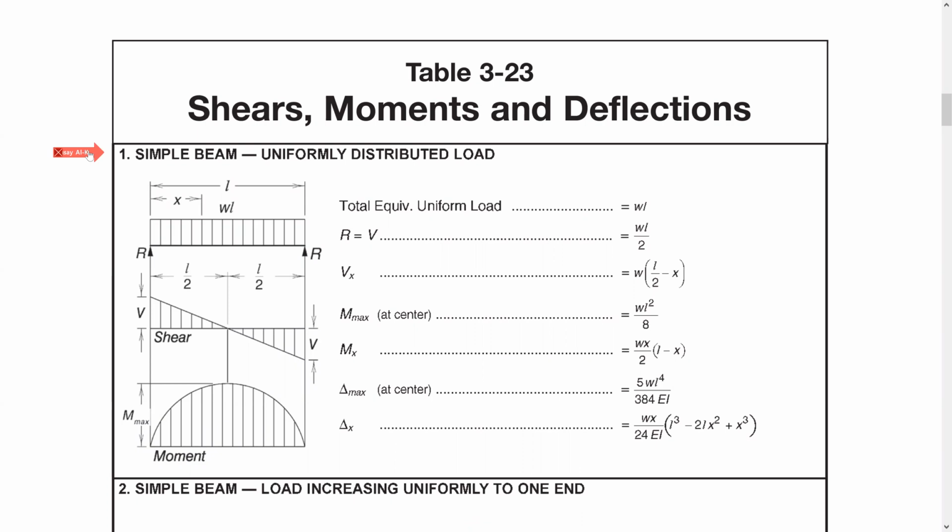And this is the general equation for the moment. You can get the moment anywhere. Okay, this is the maximum deflection, and it tells you at the center. As I mentioned, this is equal to 5WL to the power 4 divided by 384 EI. And this is the general equation for the deflection. So if you want to find the deflection anywhere, not at the center, you will be able to use this equation. And there are different cases here.